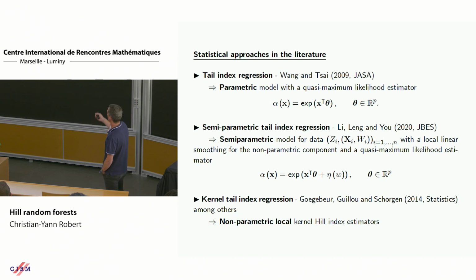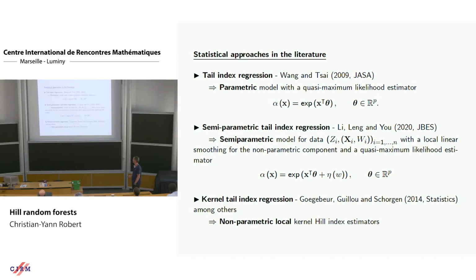There also exist approaches with weaker assumptions. The semi-parametric tail regression assumes that you have an additional component. So you introduce a new function eta, which is unknown, and you try to estimate both the parameter theta and the function eta, using, for example, splines to estimate this function.